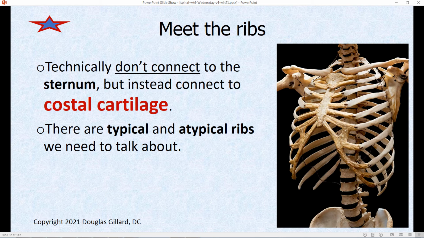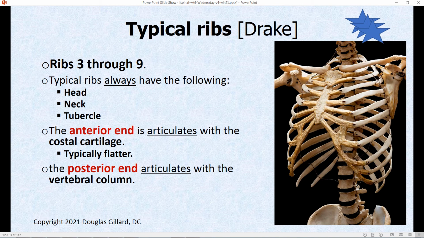Yeah, so again, technically the ribs don't connect to the sternum. They use the costal cartilage. We've already said that. Typical ribs, from Drake again, are ribs 3 through 9. So some of those are true ribs as well, but here's another concept, typical ribs. Now we're talking more about the osteology of the rib. Typical ribs have a head, neck, and tubercle. I think we went over that yesterday.